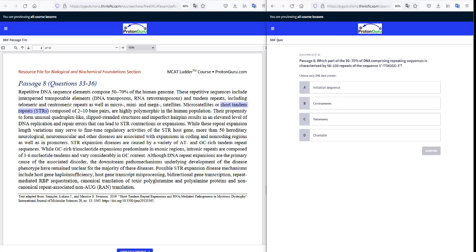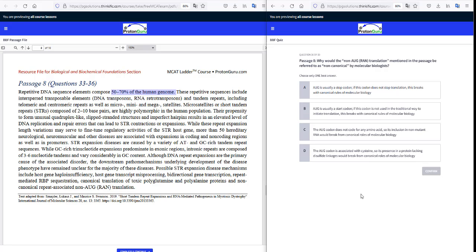Going on to question number 35. Which part of the 50 to 70% of DNA comprising repeat sequences mentioned here is characterized by 50 to 100 repeats of the sequence 5' to 3' TTAGGG? All right, so we have to think about where we've seen this particular repeat again. And this is a very specific tag that appears over and over again in the telomeres.